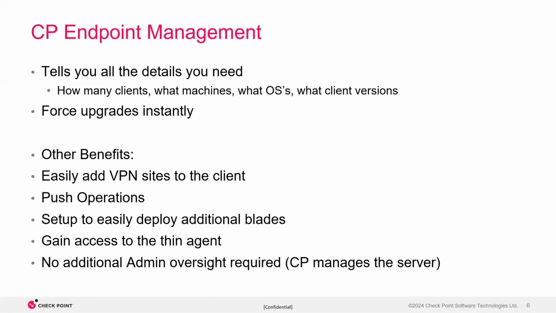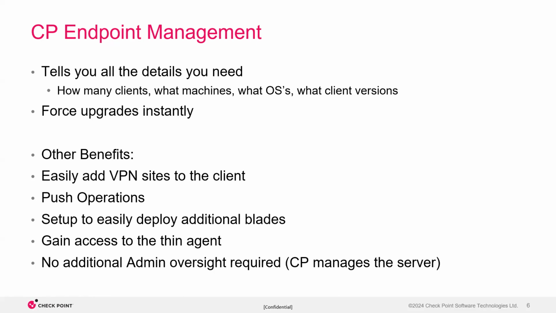The endpoint management, and you've seen it in some of my TechBytes for sure, tells you all the details you need, right? How many clients you've got out there? What machines are they on? What OSs? What client versions? Everything, right? You can force the upgrade instantaneously. So if you have a policy that says everybody needs to be on version X, you just click a button to say now we want version X plus one, hit install policy, and within 10 minutes, every single one of your endpoint clients is going to reach out to that server and start their upgrade just like that.